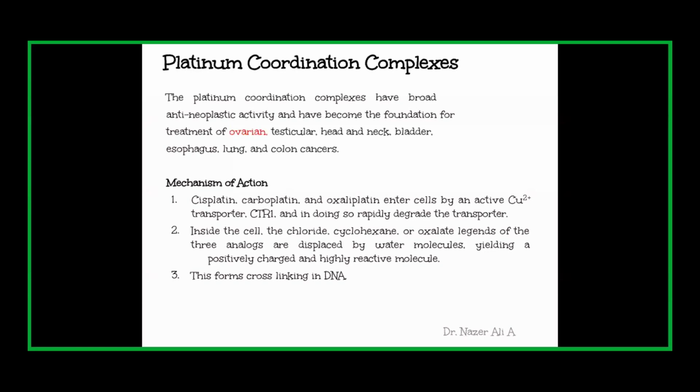So how is cisplatin entering into the cell? By the active copper transporter called CTR1. After entering the cell, cisplatin will become active and will be hydrolyzed intracellularly. After being hydrolyzed, it will form a highly reactive moiety which may cause cross-linking in DNA. One more thing we have to understand: cisplatin is slowly excreted unchanged in urine.